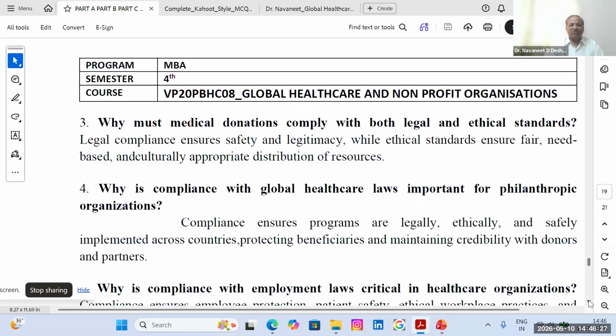Why must medical donations comply with both the legal and ethical standards? The legal compliance ensures the safety and legitimacy, while the ethical standards ensure the fair, need-based, and culturally appropriate distribution of resources. Why is compliance with global healthcare laws important for philanthropic organizations? Compliance ensures the programs are legally, ethically, and safely implemented across the countries, protecting the beneficiaries and maintaining credibility with donors and partners.